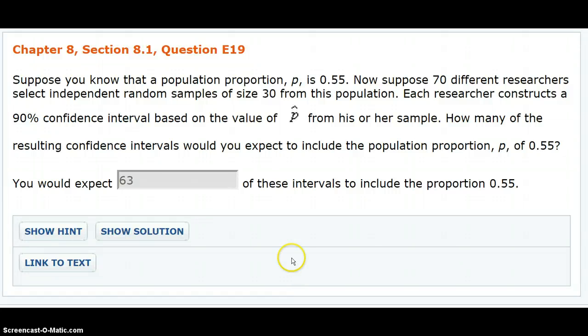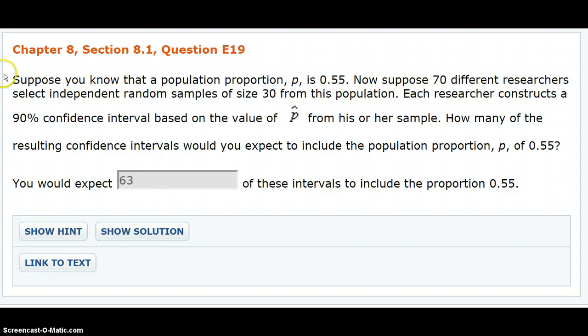Okay, here we have section 8.1, question E19, and we have an actual population proportion. You'll notice that many of the questions we've been dealing with had a p hat, which is a sample estimate of the population. Whereas here, this 0.55 is something different. It's the actual parameter, the actual population proportion.